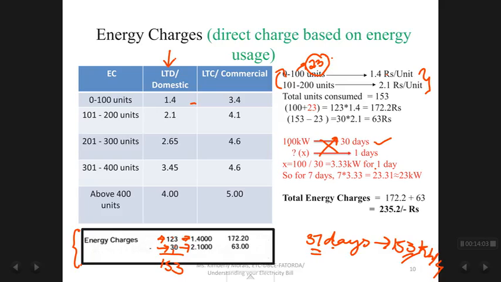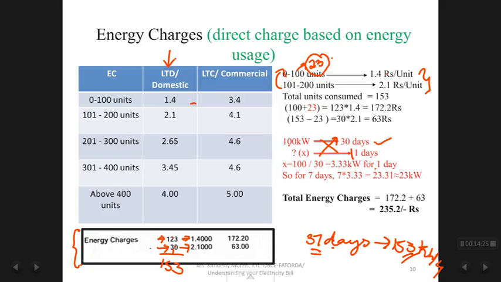Now I have 37 days. So for this extra 7 days, how many more units can I push into this slab? So this is what I am doing. Ultimately, I find how many units go into this slab for 1 day, and then I multiply by 7 days, and I will get the units that can be pushed into my first slab.